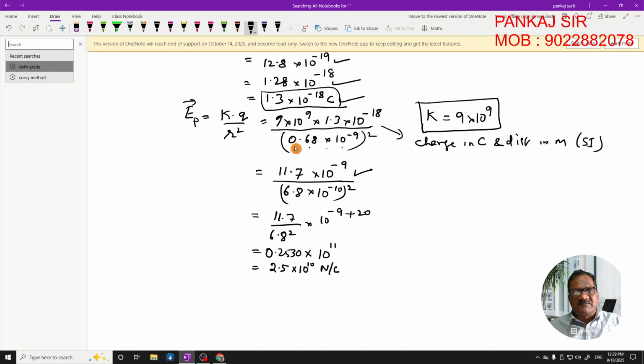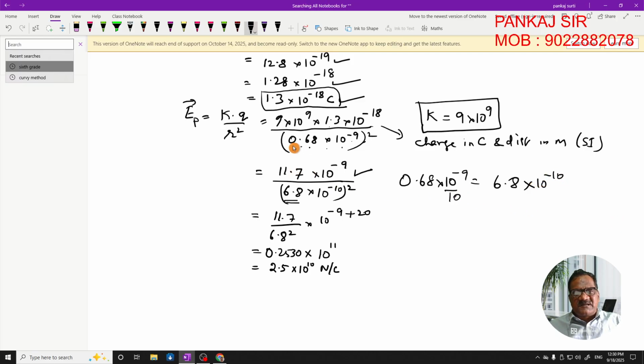So this will be nothing but 0.68 square, which is 6.8, and 10 raised to minus 9 square will be 10 raised to minus 18. Now, this 0.68 into 10 raised to minus 9: first, I will convert this into 6.8. To make it 6.8, I will multiply by 10, so I'll have to also divide by 10. Divided by 10 will be upon 10 over here, so this will be minus 9, minus 1. So 10 raised to minus 10.